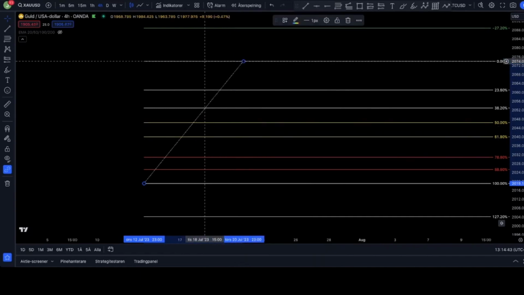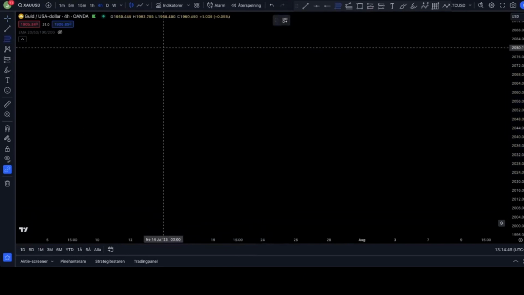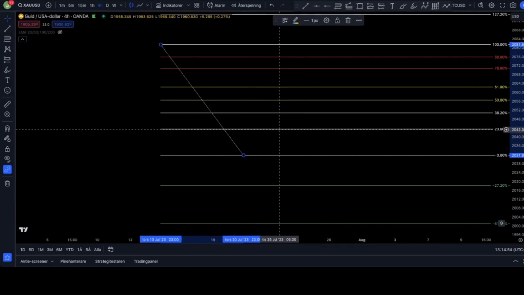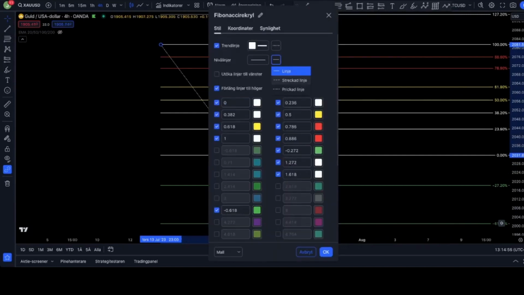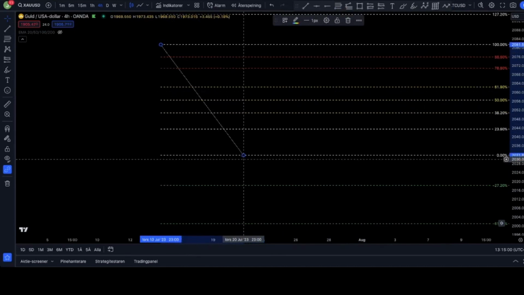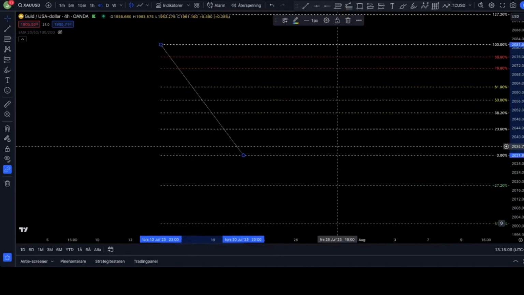And also a quick pointer before we jump into the real markets: when I use negative Fibonacci, so when I'm measuring the retrace from a downtrend, then I always use the striped lines. So this for me means that it's a negative Fibonacci. So let's look at all of this on the real markets.